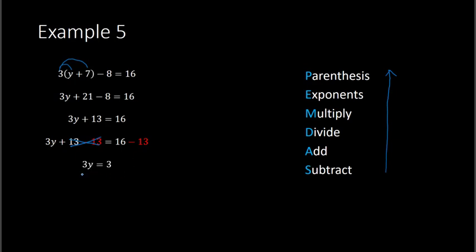So now I have the 3 with the y that I need to get rid of. So this is 3 times y, and to get rid of the multiplication, I do the opposite, which would be division. So I divide both sides by 3. The 3's would cancel. I have y on the left, 3 over 3, which is 1 on the right. So y equals 1 would be my solution.